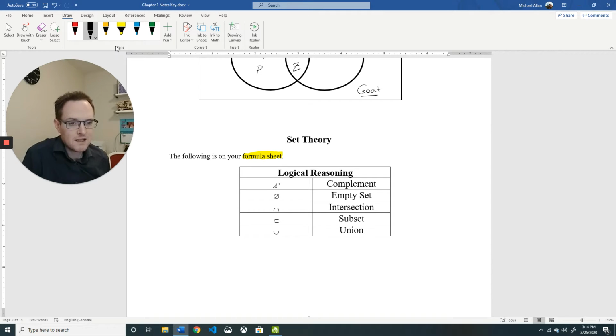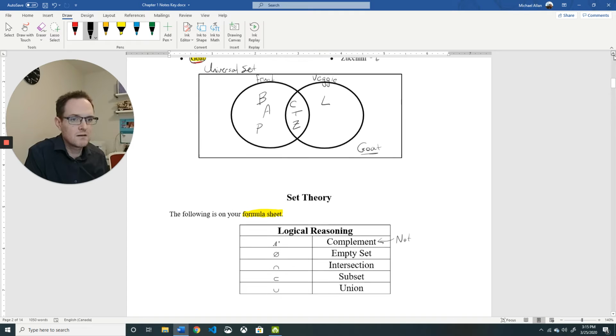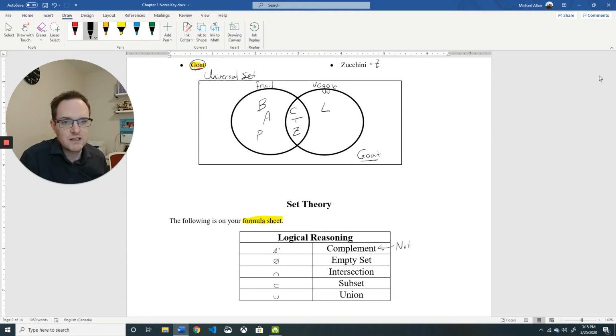So a few things that you may want to know. What is a complement? A complement just stands for not. It is not that. So if I go back up here, in this question up here, what's not a veggie is going to be a goat, a banana, an apple, and a pear. All right, so that's everything that's outside this circle. So that's the complement of a veggie.